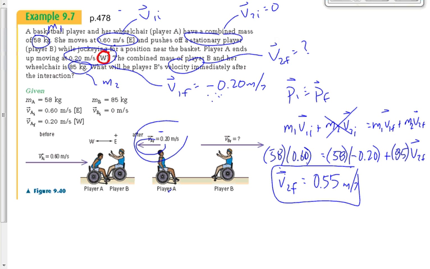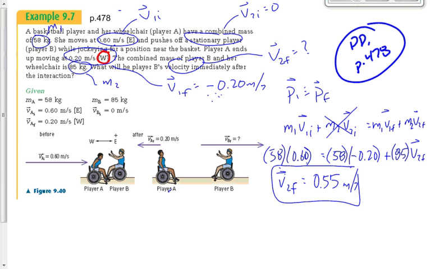Does that make sense? Okay, your homework for tonight is simply the practice problems on page 478. I think there's two of them. Practice problems, page 478. You've got a chance to work on those for a couple minutes right now. Finish them up for homework tonight, please.